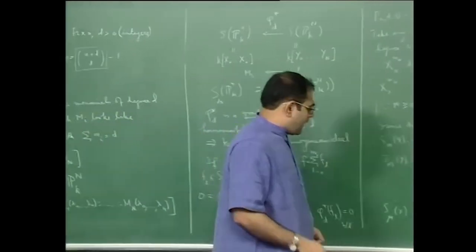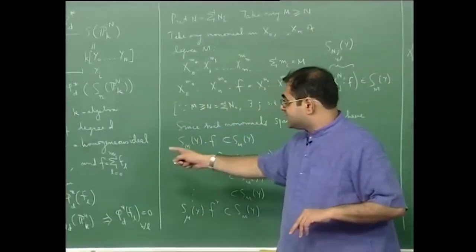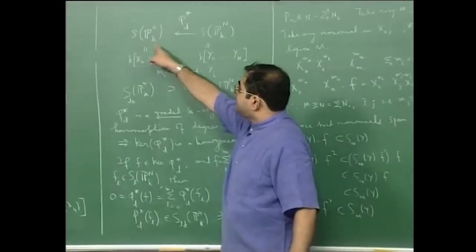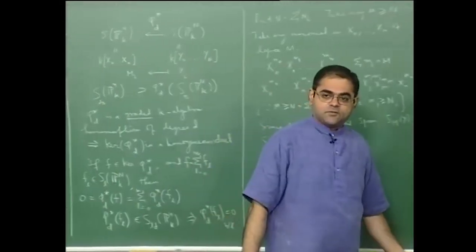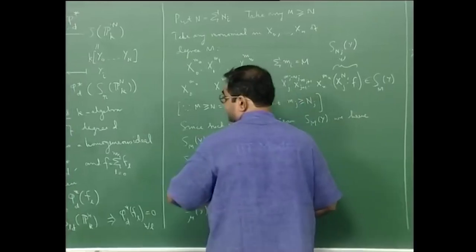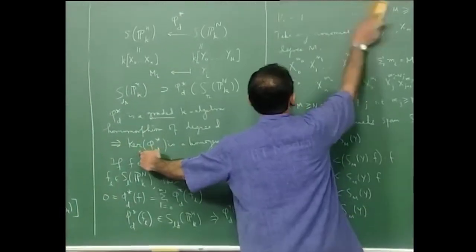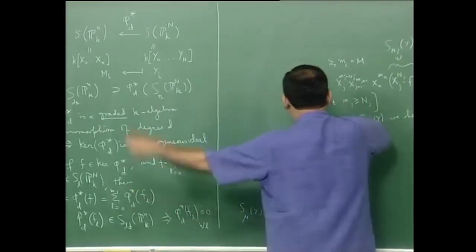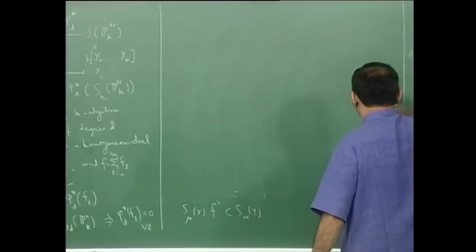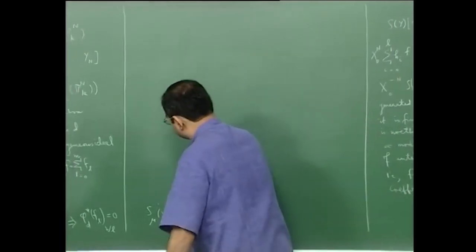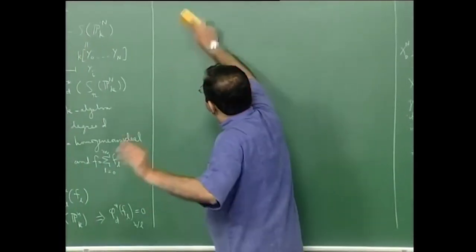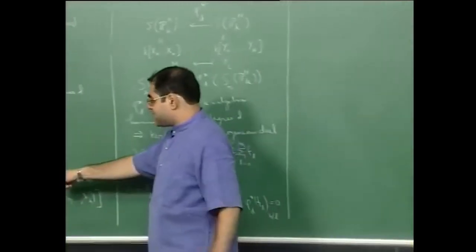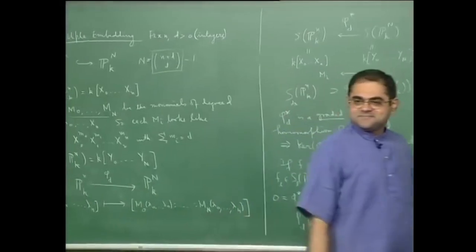And you also notice that the kernel is also a prime ideal, because the image is a domain after all. So the moral of the story is that this kernel of phi d upper star is a homogeneous prime ideal, and therefore its zero set will define a projective subvariety, a closed subvariety of the bigger projective space. And the claim is, what is that closed subvariety of the bigger projective space? It is actually the image of this, okay.